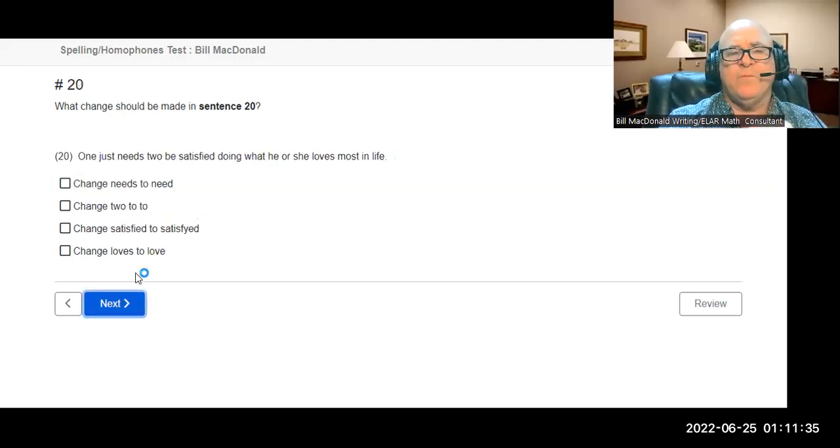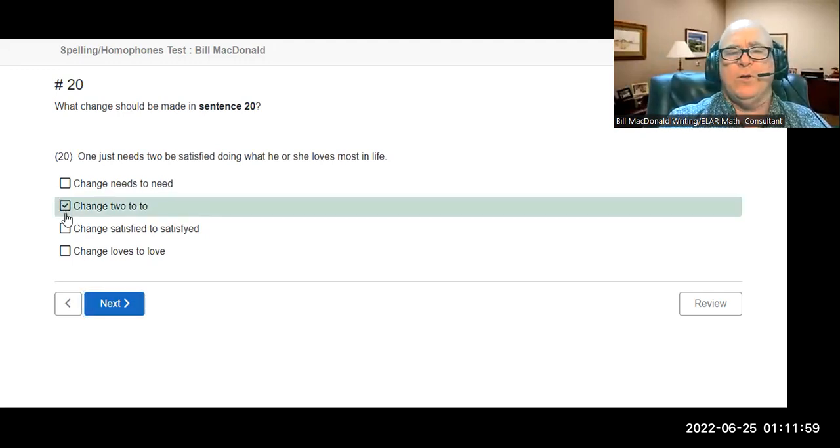And our last one, capital "One just needs to be satisfied." Since we're not talking about the number, I can tell that's the answer. "Doing what he or she," since there's only two, connecting a conjunction, I don't need a comma. "Loves most in his life." So I'm going to change the number to "to be satisfied." Something that you want to do, to say, to be. All right. There's all your answers.